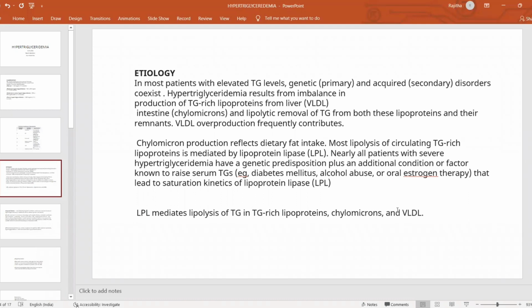So along with the genetic predisposition, we have an acquired disorder also, usually diabetes, alcohol abuse, or estrogen therapy. These are just a few examples that lead to saturation kinetics of lipoprotein lipase. So as already told, LPL mediates lipolysis of triglyceride and triglyceride-rich lipoproteins, that is chylomicrons and VLDL. So there's overproduction of VLDL and chylomicrons, and a lack of clearance of these two particles, which leads to hypertriglyceridemia.